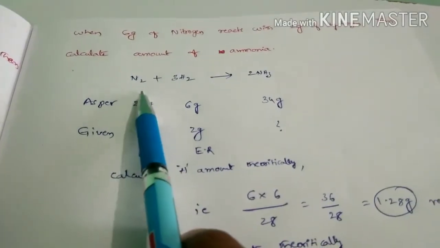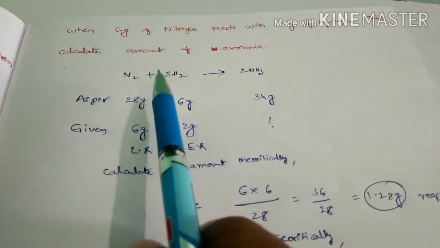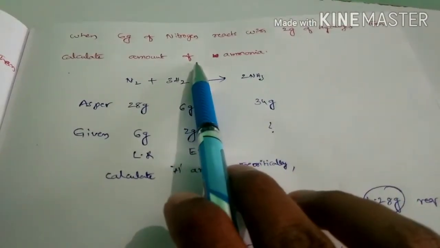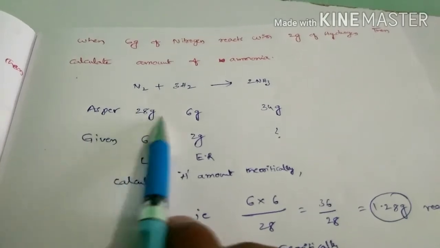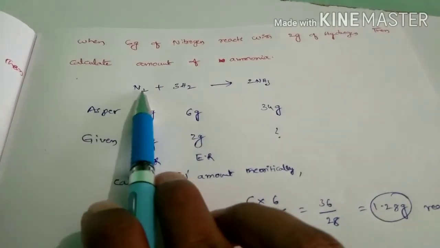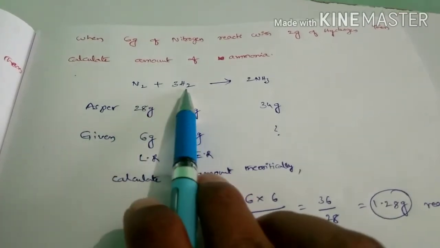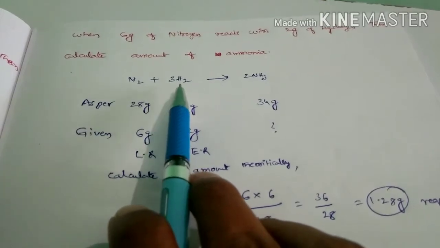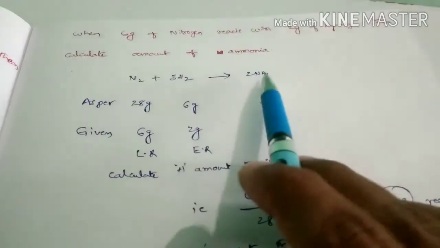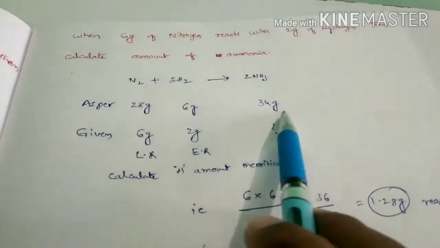First we have to write the equation: N2 plus 3H2 gives 2NH3. That is the required equation for this question. Next, as per the reaction, we first write the amounts. What is the amount of nitrogen? 28 grams, each nitrogen being 14. Next, how many hydrogens? 6, each hydrogen 1, so 3 H2 is 6 into 1. Next, ammonia is 17, so 2 NH3 is 34. So these are the amounts as per the reaction.